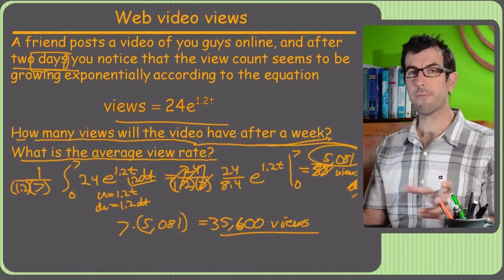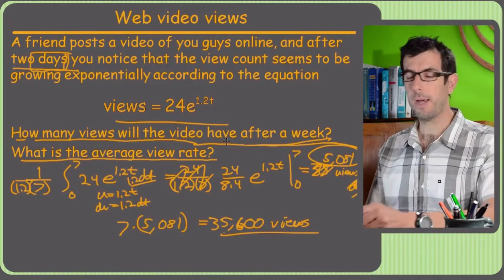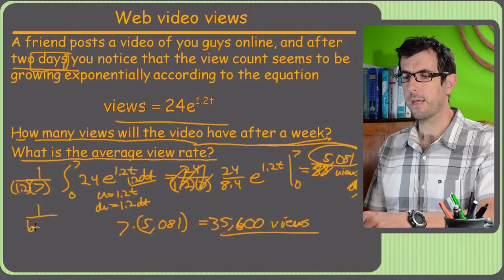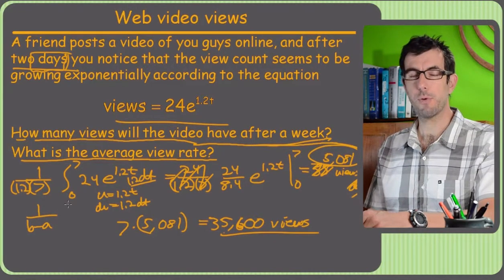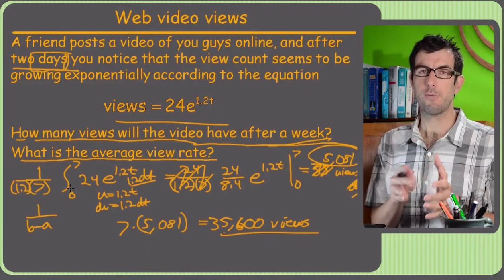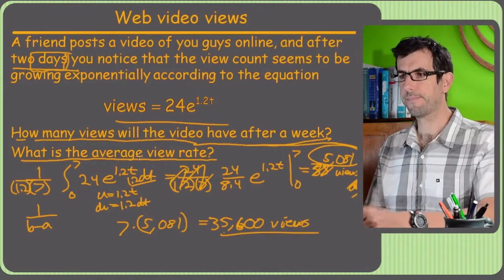All right, so if you have the average and you want to know what that adds up to over a certain period of time, just multiply by the time period, which is really just getting rid of that 1 over b minus a. Remember, the 1 over b minus a that we put in front of the integral, that's what turns our total into an average. So if you want to get from average to total, you just got to multiply by b minus a.